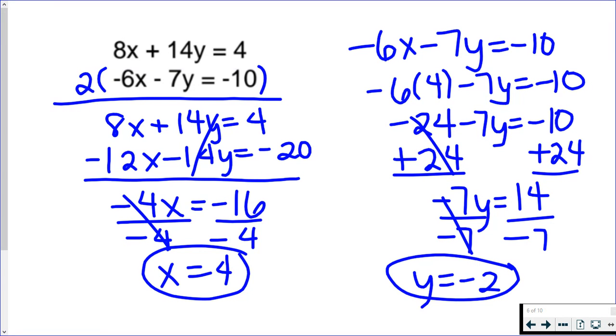So we get an x value of 4 and a y value of negative 2. If you wanted to write this as an ordered pair, it would be (4, -2).